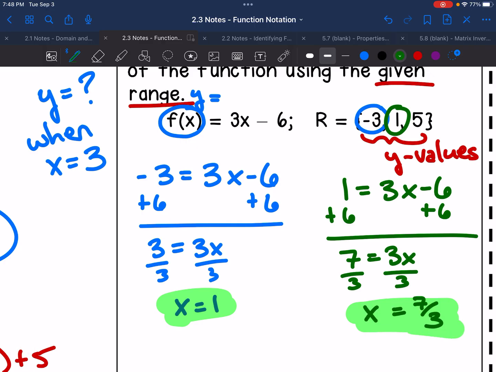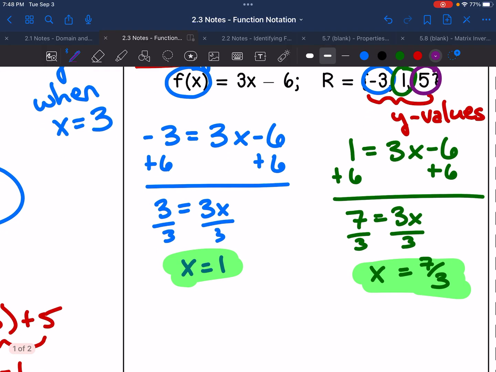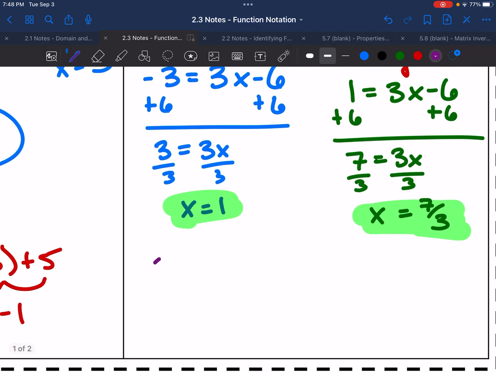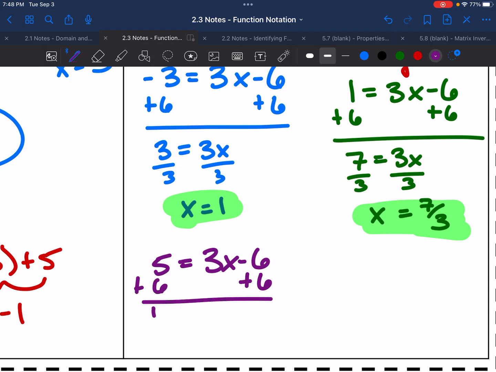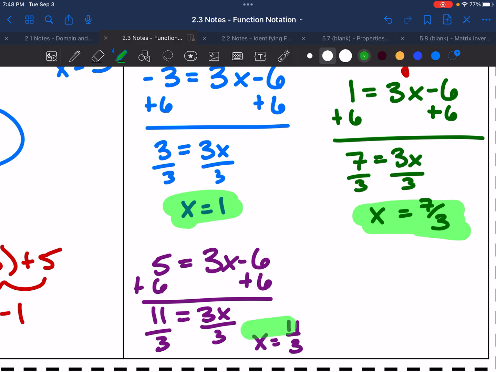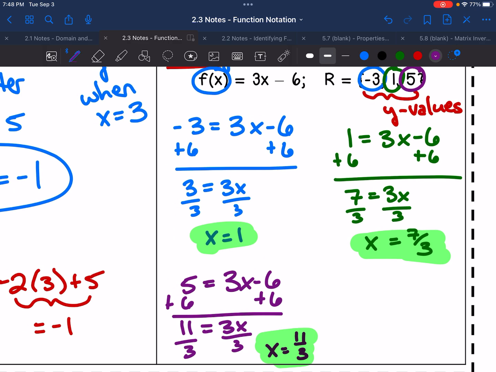So I've got one more to do. I've got when x is a 5. Okay. So I'm going to do 5 equals 3x minus 6. So I add 6 to each side. That gives me 11 equals 3x. Divide both sides by 3, and that gives me x equals 11/3. And so there is my third value for my domain.